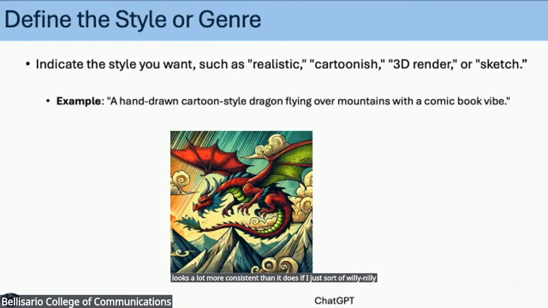So you can do anything. If you're an artist and you have a particular style of art that you really like, you can ask it to try that. You can ask it to render a sketch, a 3D render. I've seen people use this for product mock-ups or mock-ups for storyboard, if you're in advertising. My example here was a hand-drawn cartoon-style dragon flying over mountains with a comic book vibe. And I felt like it gave me exactly what I wanted. So I was pretty pleased.